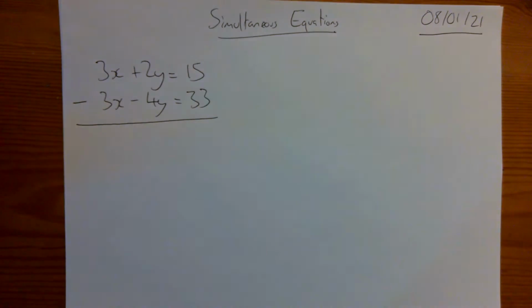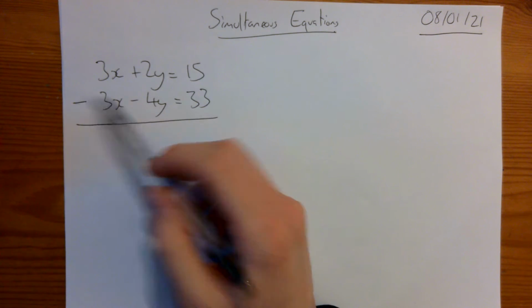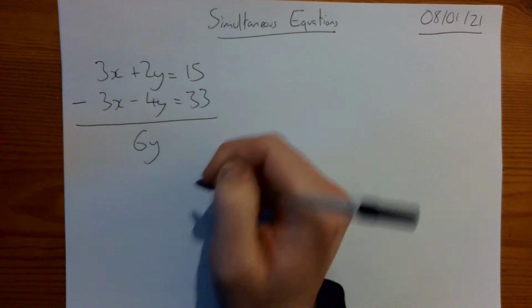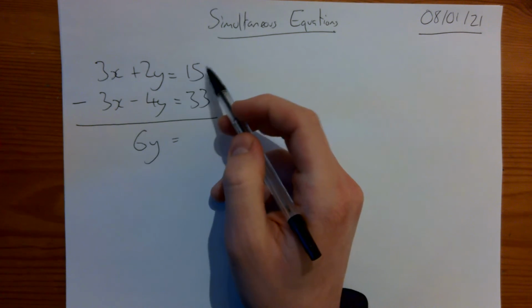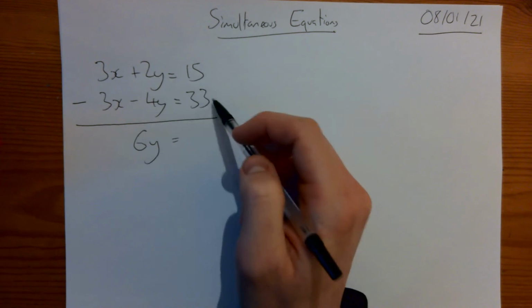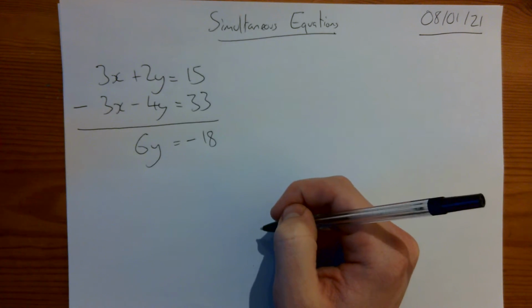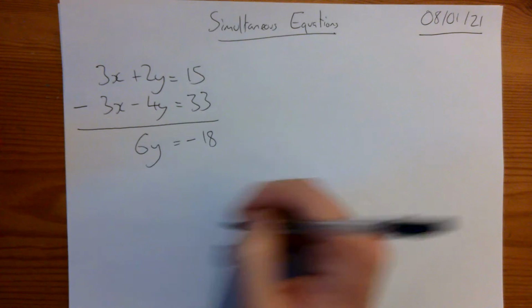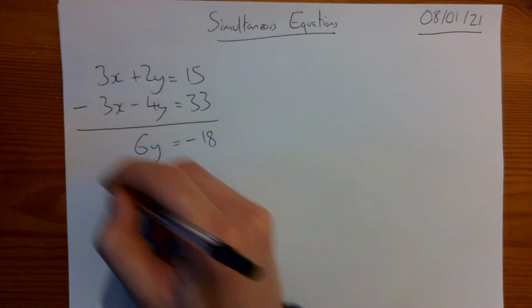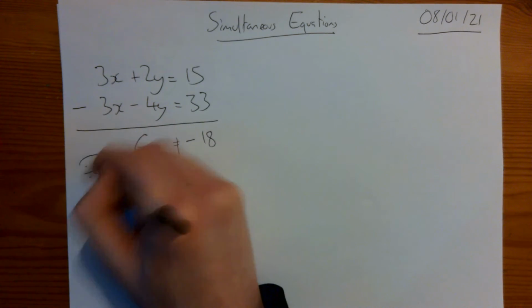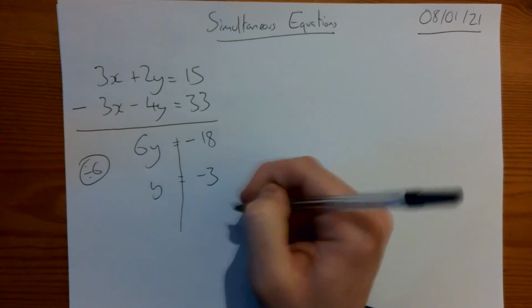2y, and you've got to be careful with this bit, 2y minus 4y is 6y, and 15 minus 33 is minus 18. Now I've got a nice normal equation to solve for y. Divide both sides by 6, which gives me y equals minus 3.